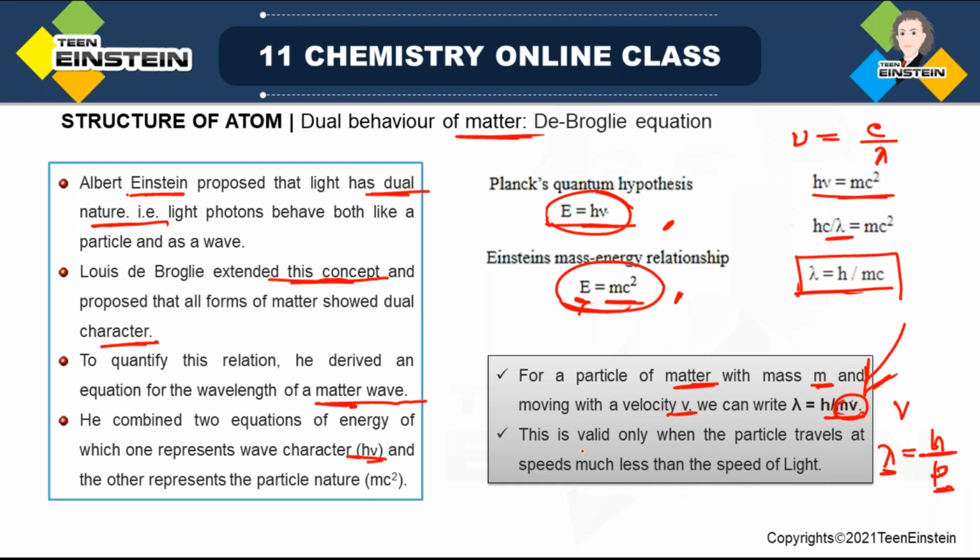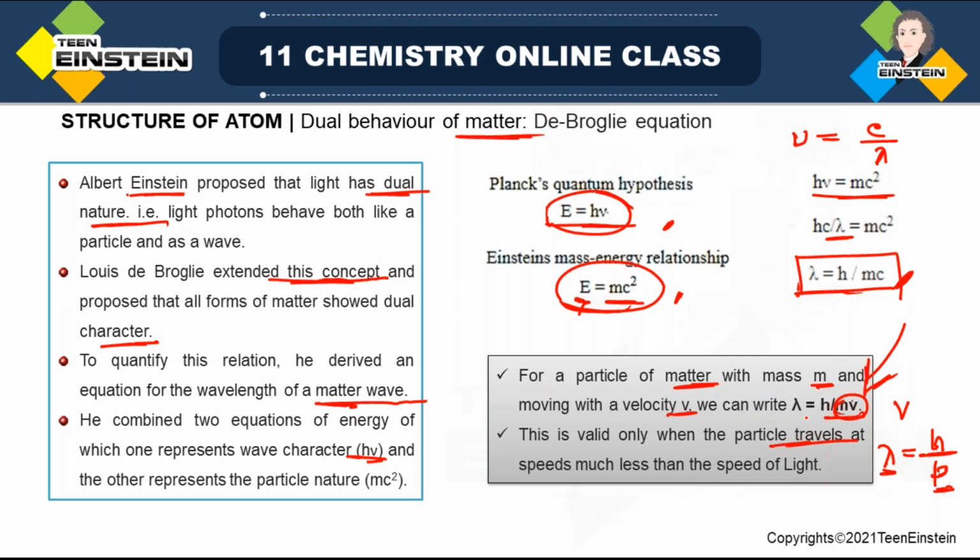So remember the next point: this is valid only when the particle travels at a speed much less than the speed of light. When it is the speed of light, it is h equal to mc, which you have already seen here. But mostly, we know that in the universe there is no object having more speed than the speed of light. So all are having speed less than light. Light has the maximum speed, but in all other cases it is always less than the speed of light.